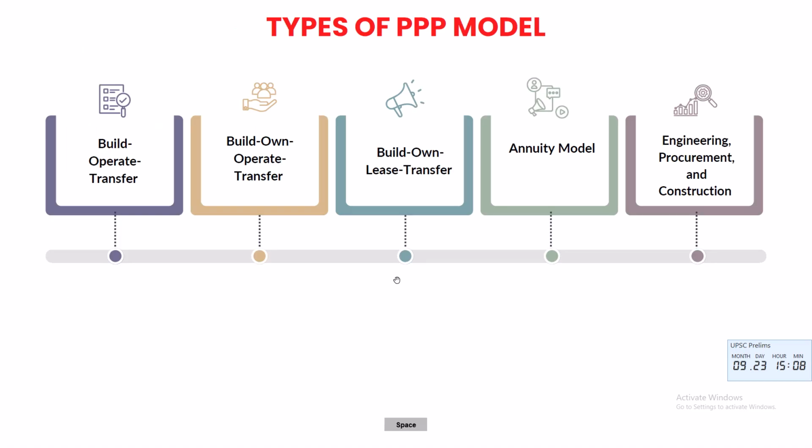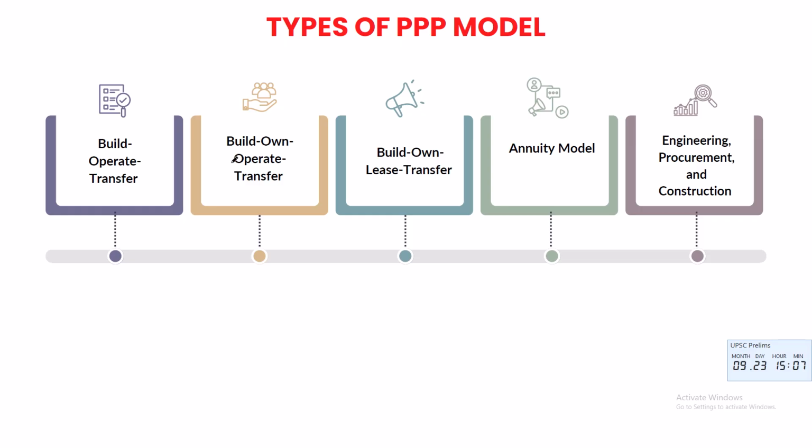Now hold on to your hats, because PPP isn't just one flavor, it's a whole ice cream parlor of models, each with its own quirks and conditions. Build, operate, transfer. This is classic: the private entity builds, operates for a period, and then transfers it to the government. Think highways and toll roads. The advantage, private sector takes on demand and operational risk, but the disadvantage is high financial risk if traffic projections are as accurate as a fortune teller.